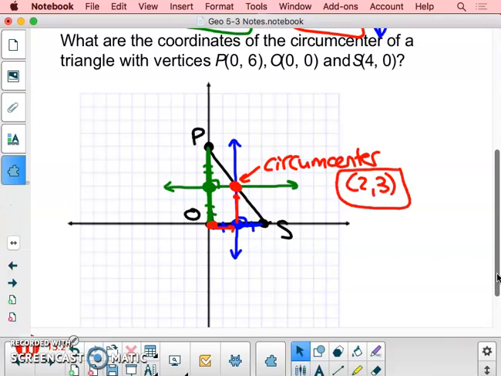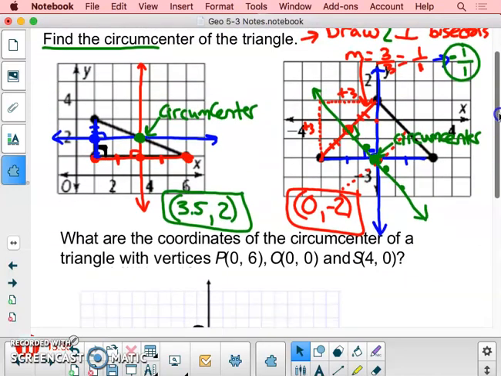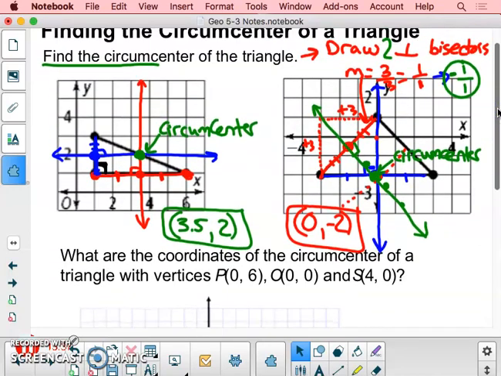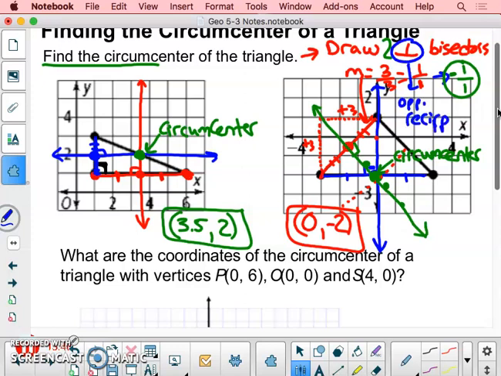All right, so if it's a right triangle, your circumcenter will be on the triangle. If it's acute, your answer will be inside, and if it's obtuse, your answer would be outside. All right, so the only way it can get tricky on the graph is like the second one we did, where we have to think about perpendicular slopes. Perpendicular slopes are opposite and reciprocal from whatever you have for that first slope.